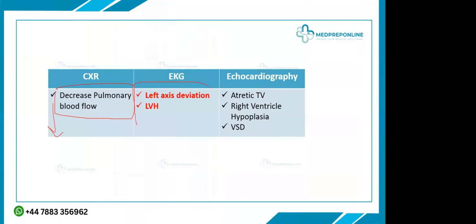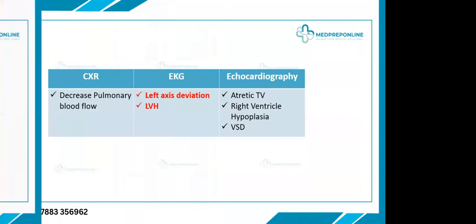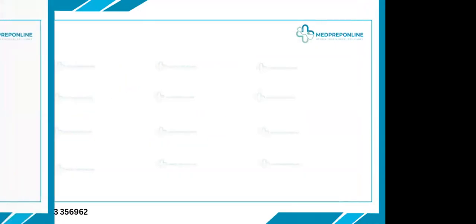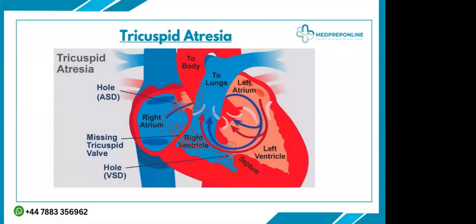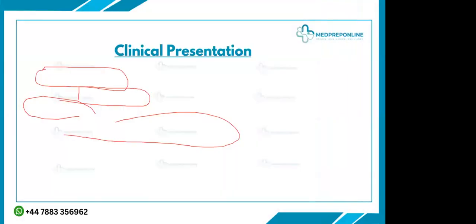And as I have already told you, this is the only cyanotic congenital heart disease which is going to present with left axis deviation and LVH. Why? Because there is practically no connection between the right atrium and the right ventricle. So what is going to happen? Here, the blood goes through the right atrium, through the ASD to the left atrium. All the blood coming from the superior vena cava and inferior vena cava goes to the left atrium and the left ventricle, and then from there to the aorta. And if a VSD is present, some blood will be pushed from the left to the right ventricle, and then through the pulmonary artery, and then to the lungs. So there is basically left axis deviation and left ventricular hypertrophy.